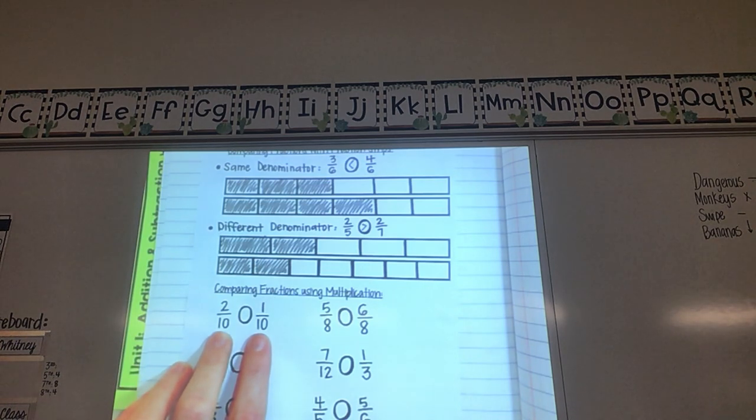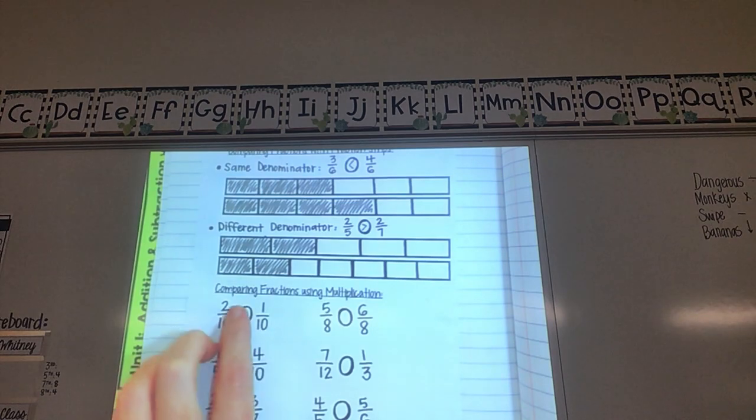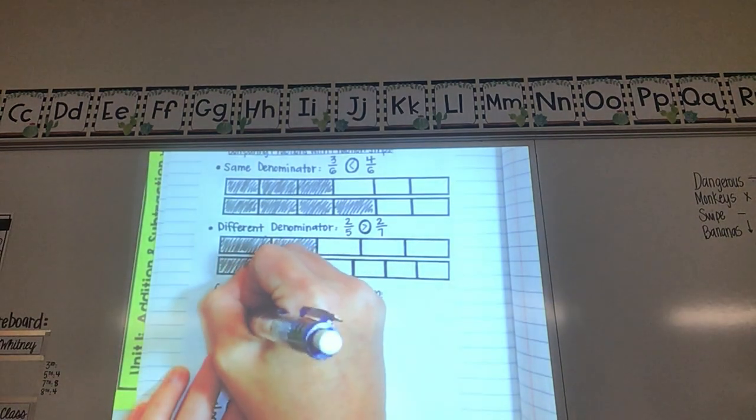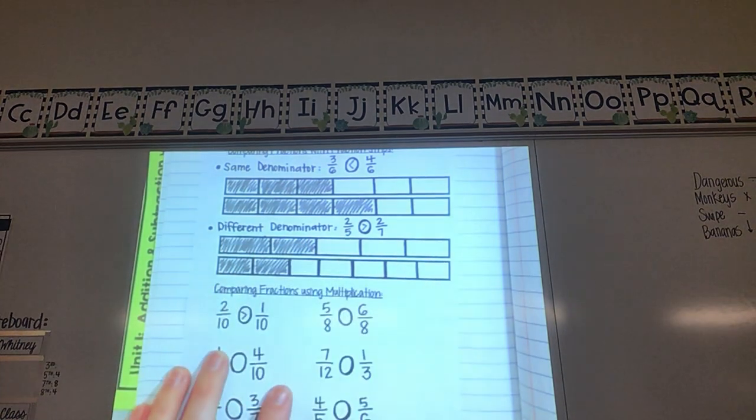I just look at the top. Is 2/10 bigger or 1/10? Think of pizza. Would you rather have 2 slices or 1? The answer would be 2, so my alligator mouth goes this way. 2/10 is bigger than 1/10.